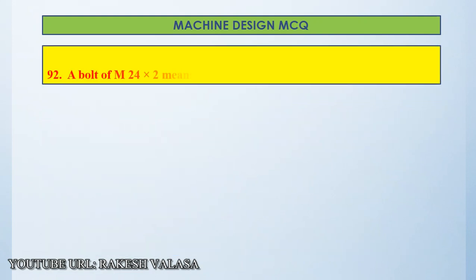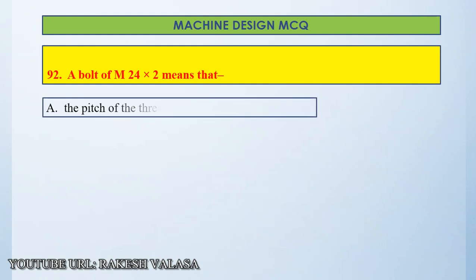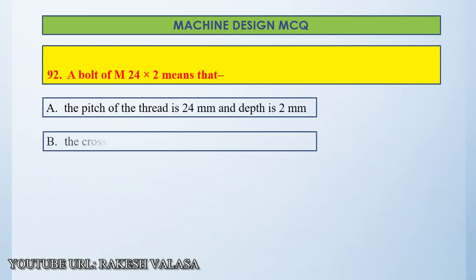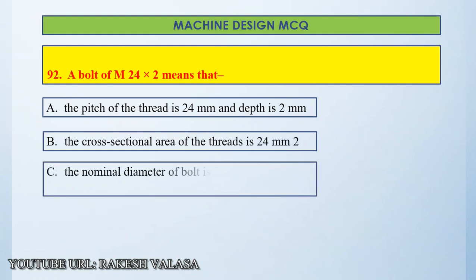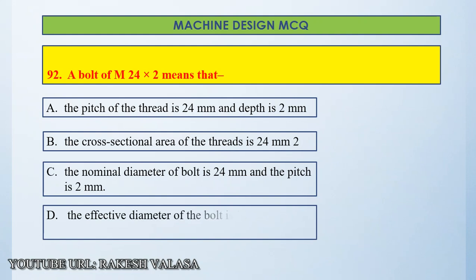Question number 92. A bolt of M24 into 2 means that: option A, the pitch of the thread is 24 mm and depth is 2 mm. Option B, the cross-sectional area of the thread is 24 mm 2. Option C, the nominal diameter of bolt is 24 mm and the pitch is 2 mm. Option D, the effective diameter of the bolt is 24 mm and there are 2 threads per centimeter.